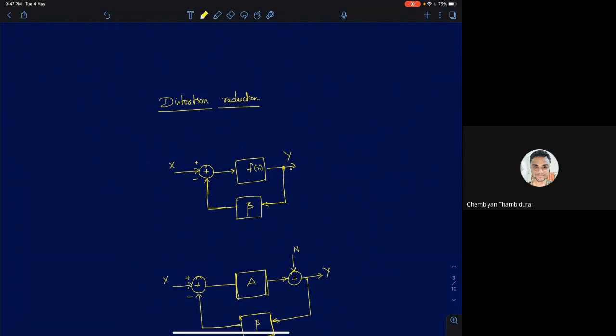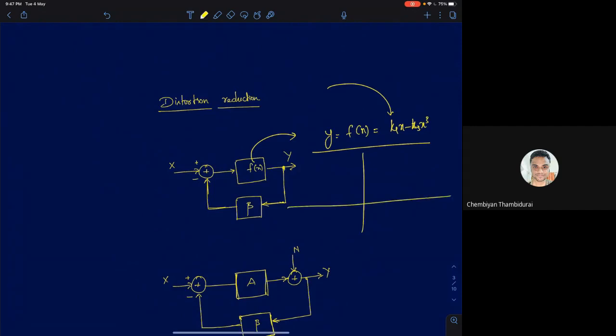So generally, let's assume the nonlinearity y equals f of x is given by k1x minus k3x cubed. I've assumed a simple nonlinearity model. So if I try to plot this function, it's going to look like this. When you keep increasing x, initially the first term will be greater than the second term. So this is a linear term. So if I draw this linear term, k1x will look like this.